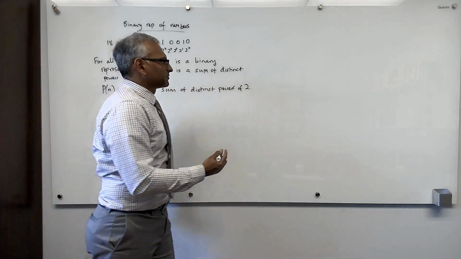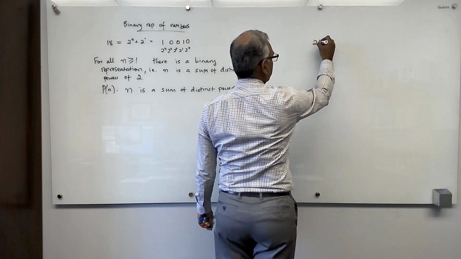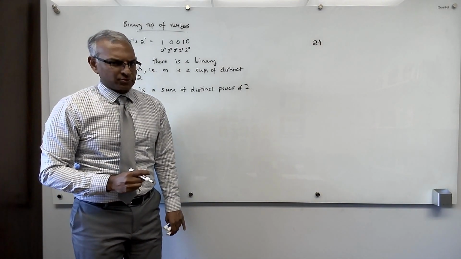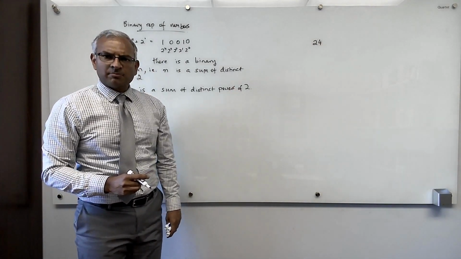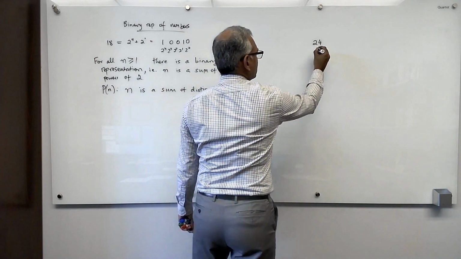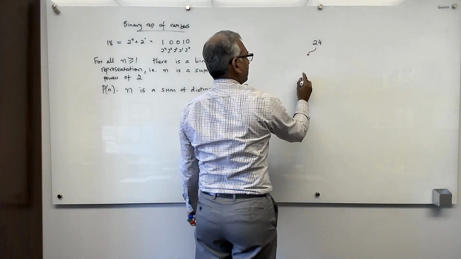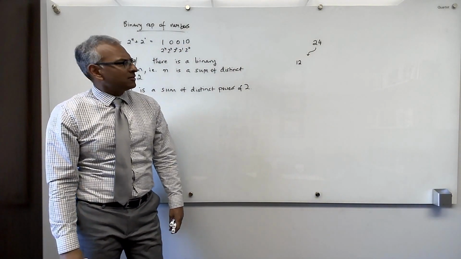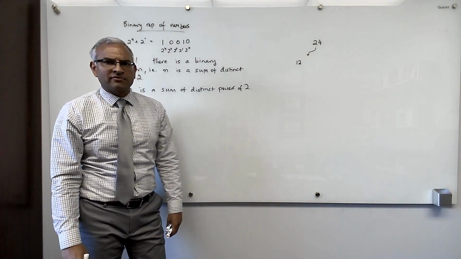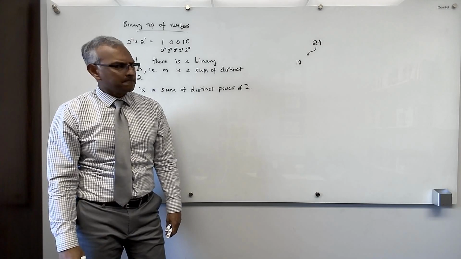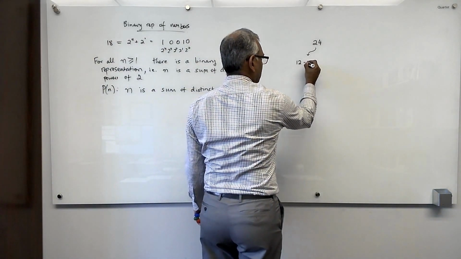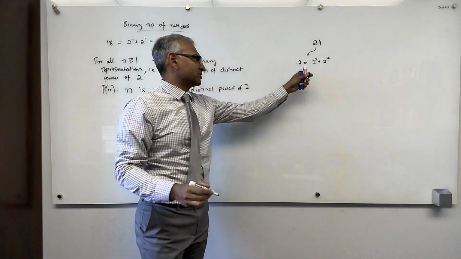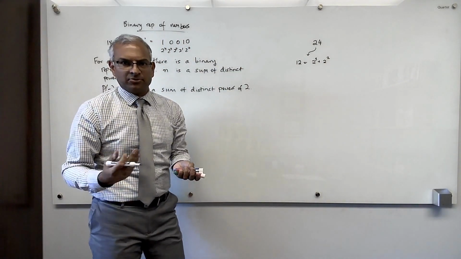So let's take an example. Let's say 24. I want to convince you that 24 is a sum of distinct powers of 2. Well, this is an example of an even number. So let me divide by 2. I get 12. And I know that it's easy for me to represent 12 as a sum of distinct powers of 2. So this is equal to 2 cubed plus 2 squared, because 12 is smaller, so it's an easier problem for me to deal with.